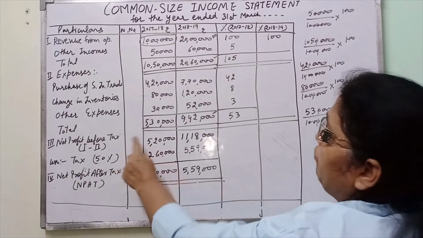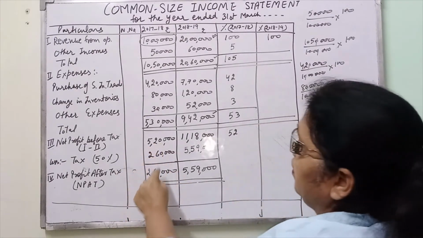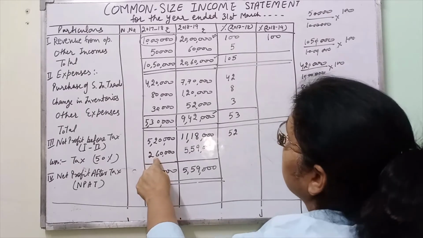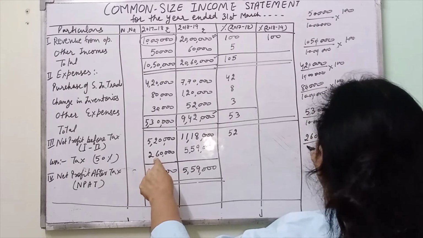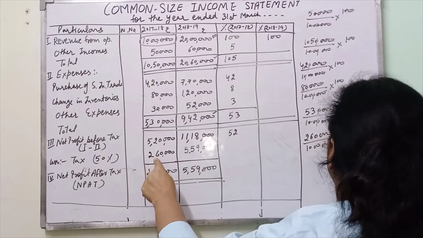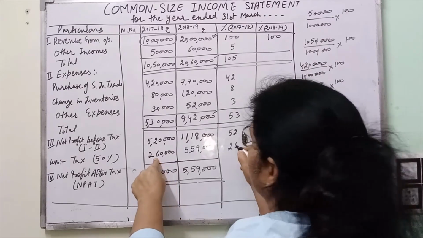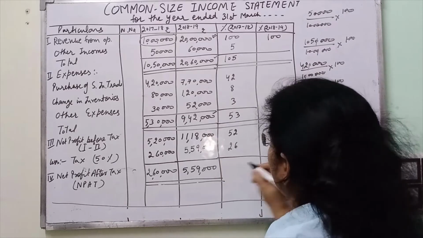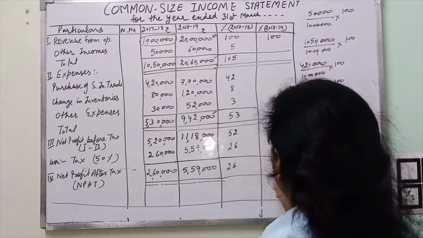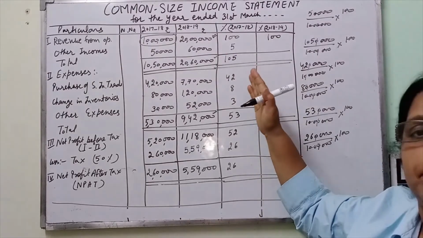Now net profit before tax, it comes to 52%, and this is 2,60,000 upon 10 lakh multiply by 100. 26%. Net profit after tax is again 26%. I think this concept is clear.